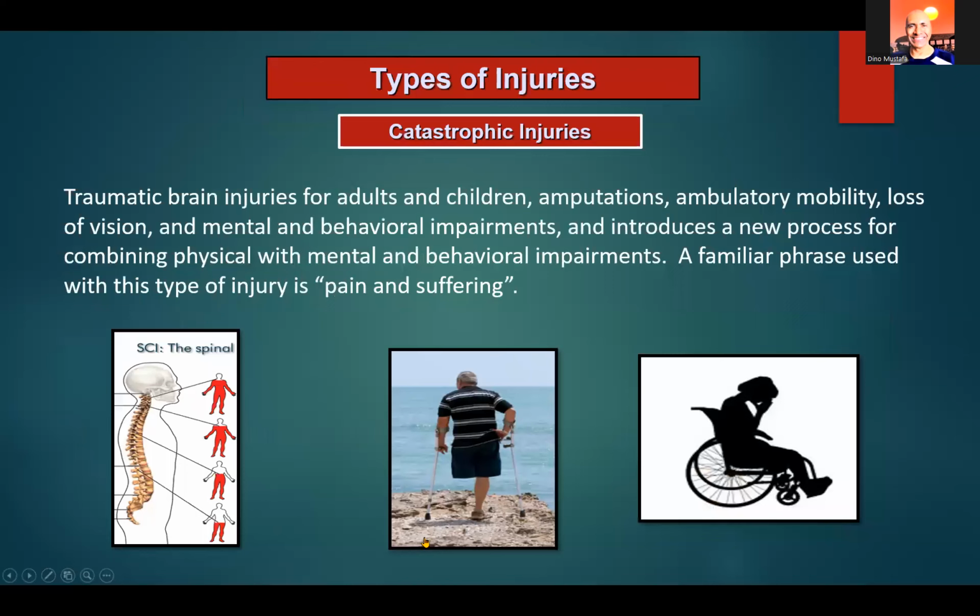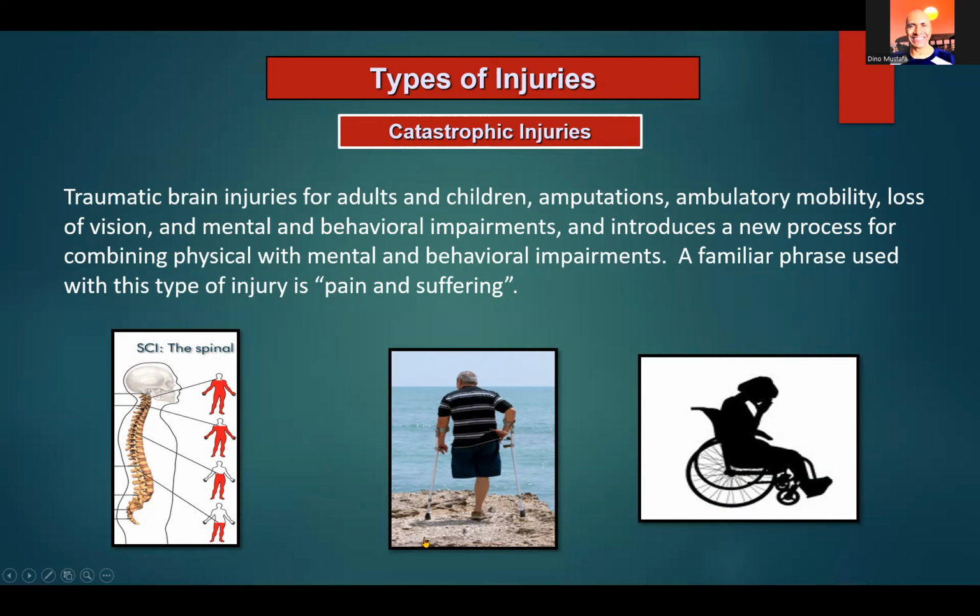So what are the catastrophic injuries? Of course, you already guessed it. They are permanent injuries. For example, in a car accident, let's say someone had a spinal cord injury. They may be paralyzed for the rest of their lives, from the neck down, from the waist down, whatever. And loss of a limb, loss of eyesight, a permanent loss. Traumatic brain injuries for adults and children, amputations, ambulatory mobility, loss of vision. We're talking permanent, very serious stuff here. Mental and behavioral impairments are also counted.